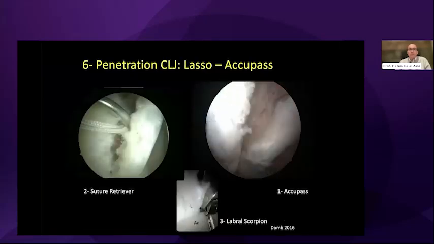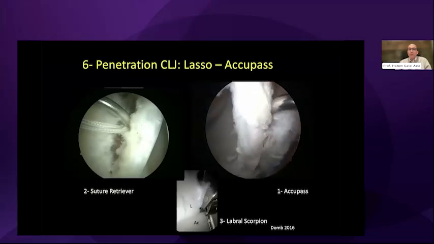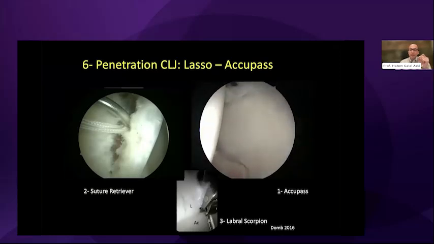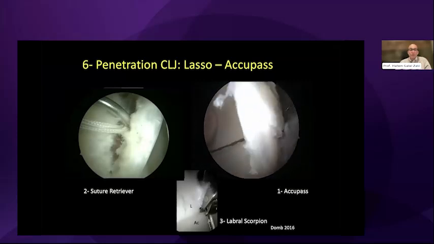Now, how do we penetrate the labrum? We try to keep the attachment of the labrum to the bone. We penetrate with the smallest possible instrument, which is the Accupass or the lasso. And we do a very small penetration of the cartilage. We pass the guide wire, and then we do the labrum.